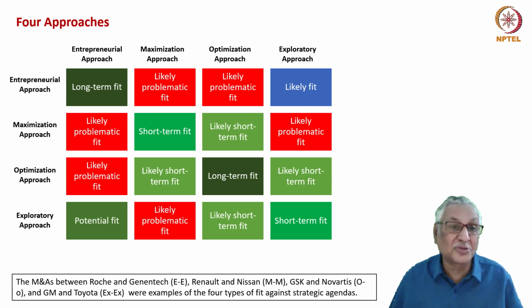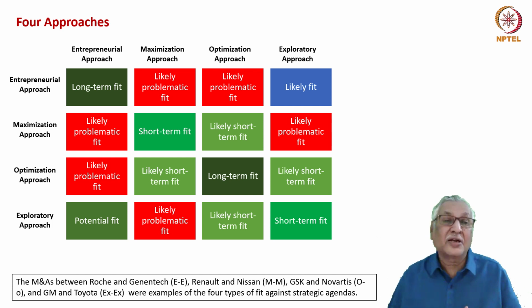If one partner has an entrepreneurial approach but the other partner has an exploratory approach, there could be a potential fit. Let's say one partner has a maximization approach, but the other partner has an entrepreneurial approach, then it would be a likely problematic fit. If both have maximization approaches, it would be a short-term win-win for the companies. If one has maximization and the other has optimization as respective approaches, it will be a likely short-term fit. And if one is wanting to look and feel, but the other is wanting to have maximization, it will be a problematic fit in all probability.